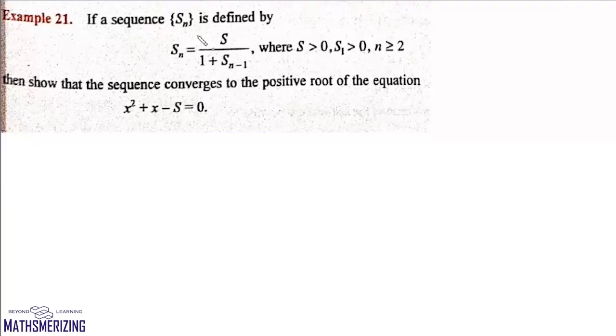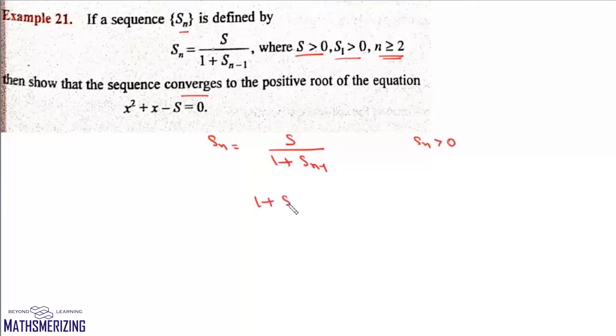Now the next question is, if a sequence Sn is defined by Sn equals s upon 1 plus Sn minus 1, where s is greater than 0, S1 is greater than 0, and n is greater than or equal to 2, then show that the sequence converges to a positive root of the equation x square plus x minus s equals 0. Now, if s is greater than 0 and S1 is greater than 0, then any Sn will be greater than 0.